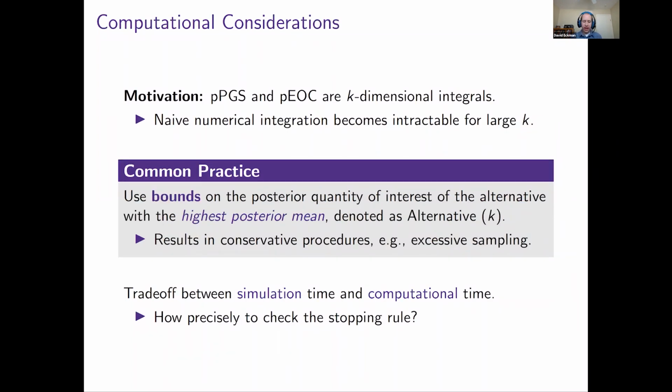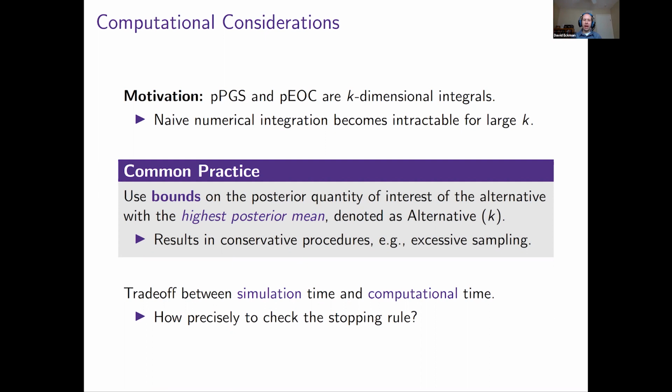So to get into the checking of stopping rules with these quantities, at face value, you would see that the posterior PGS and posterior EOC appear to be k-dimensional integrals. And therefore, if you were to naively use numerical integration there, that's going to quickly become intractable for large numbers of alternatives. And probably in light of this, a common practice out there is to instead bound the posterior quantity of interest, in particular that of the alternative with the highest posterior mean, which I'll denote by alternative (k), because the alternative with the highest posterior mean is the one that looks the best. That's often the one you're going to end up selecting at the end of the procedure.